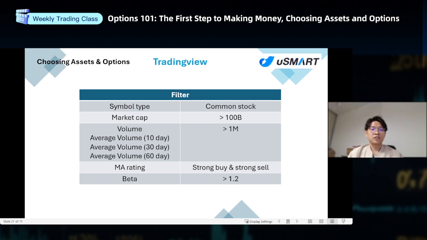You can make sure that the stock you are selecting is actively trading across the past 2 months, and you can join the trend, you can join the rally in the future.